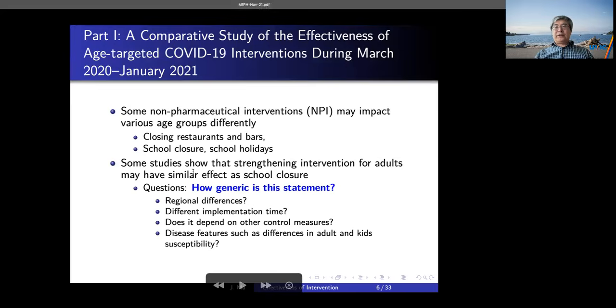One is to understand the age-specific intervention measures like school closure or closing restaurants or bars, which typically mostly affect adults, while school closures, school holidays, school opening, they would mostly affect kids. So can we decouple these age-specific control measures? How do we do that?